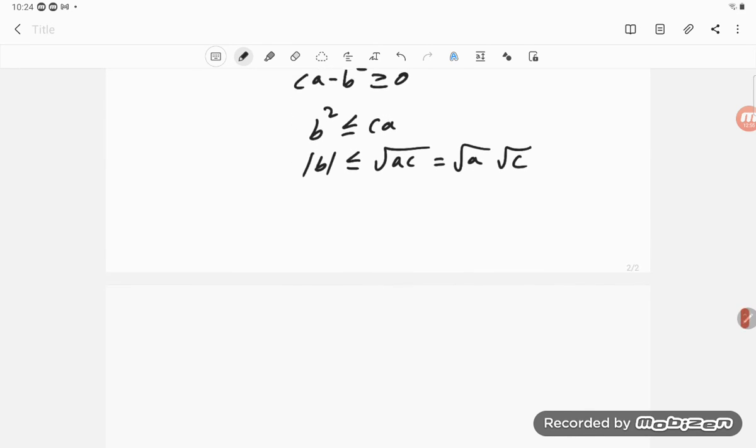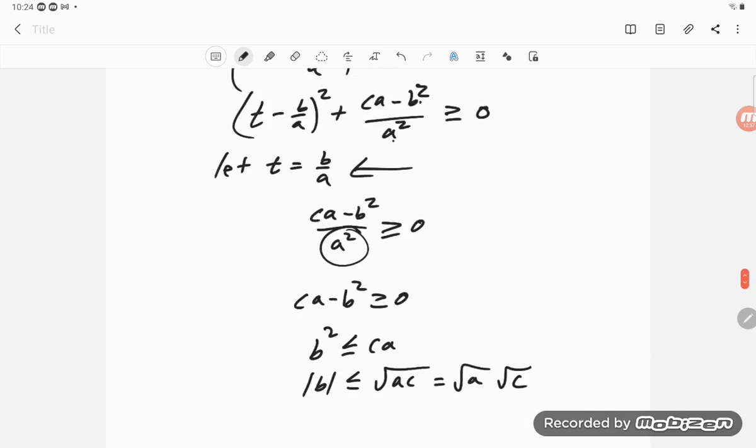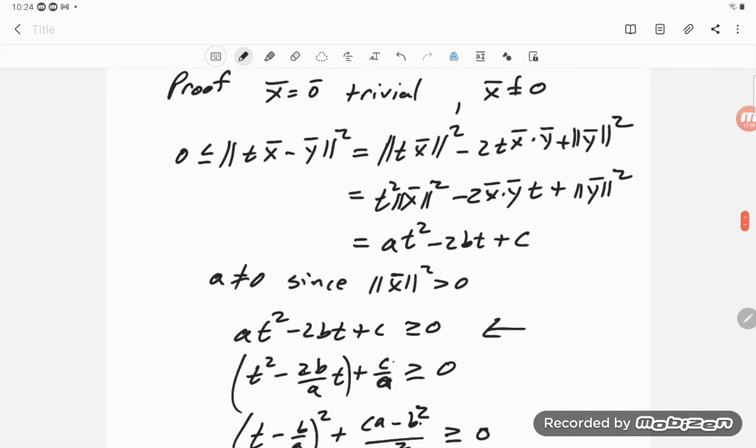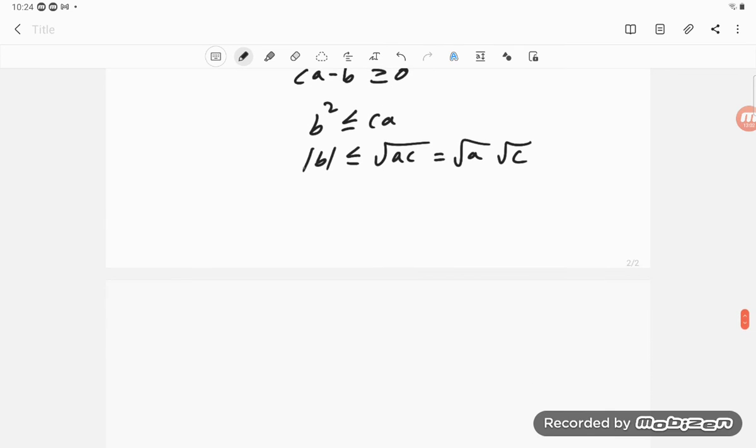And there we have it, because remember b, looking back here, b was that dot product. So we end up with the absolute value of x dot y is less than or equal to the norm of x times the norm of y, since a was the norm of x squared and c was the norm of y squared. And there we go. There is our theorem 8.3.